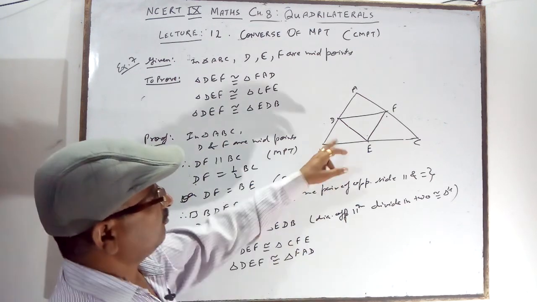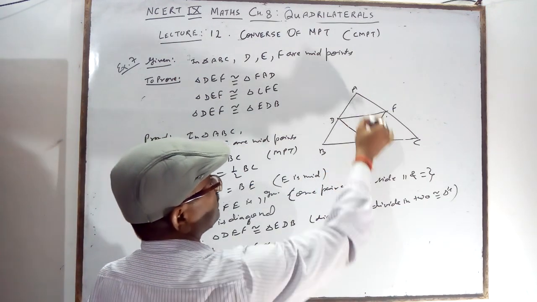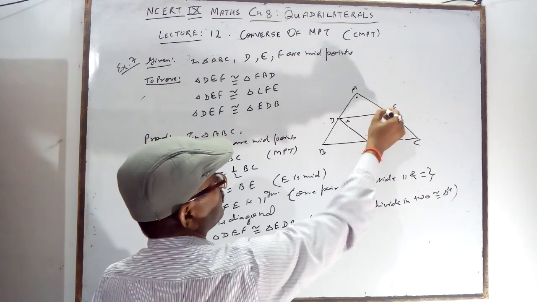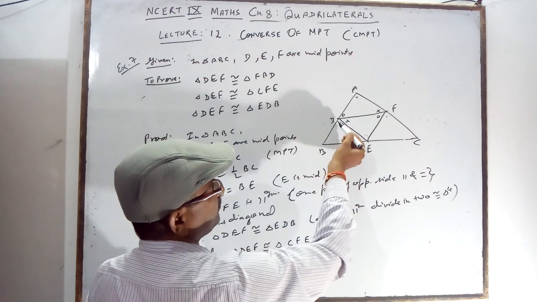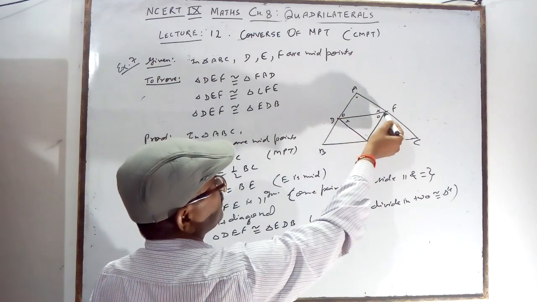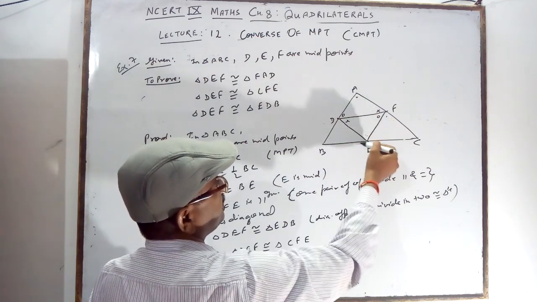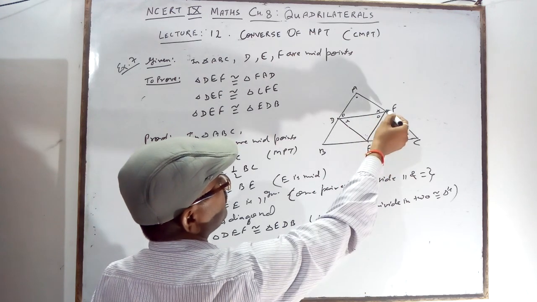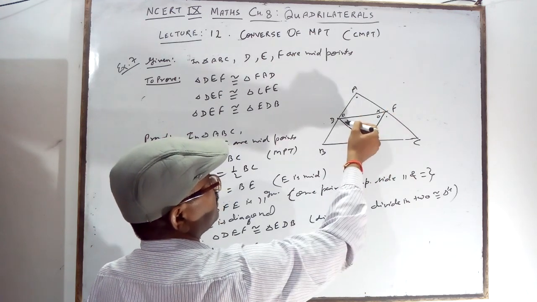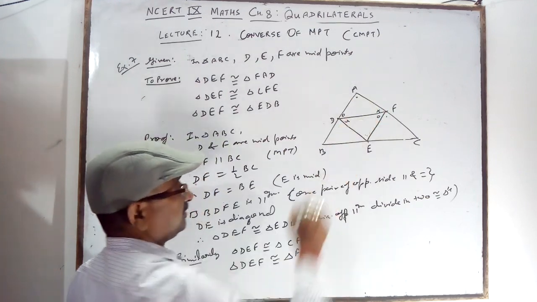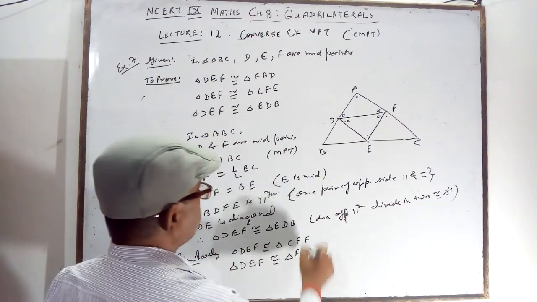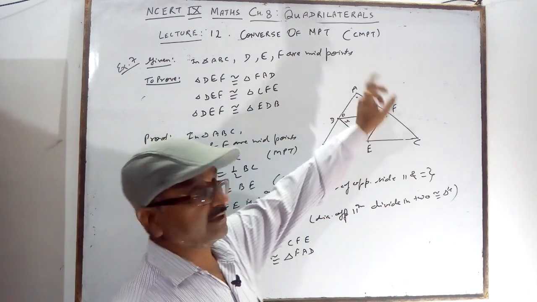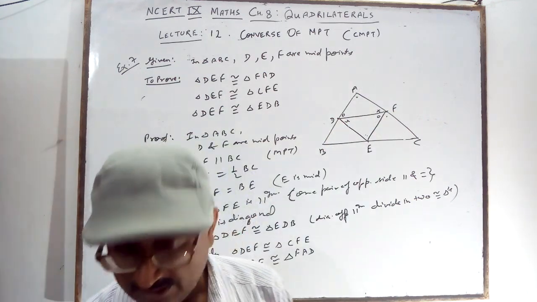Naming you can write. Why here? Because this angle is equal to this angle, this angle is equal to this angle, and this angle is equal to this angle. So naming will be, if you are writing DEF, then you will write EAF. That's why it is your congruency. So by these three, you are getting four triangles which are congruent to each other.